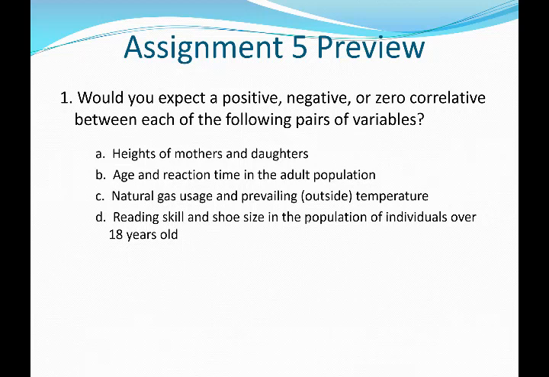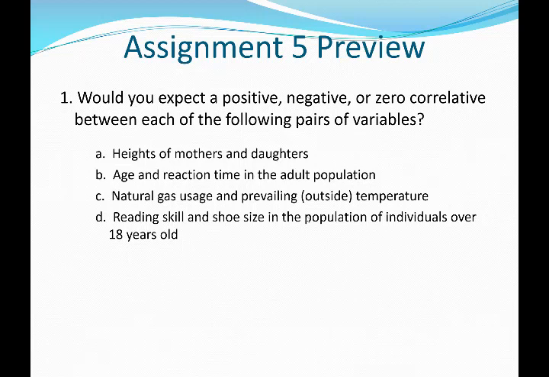Assignment 5, let's preview. The first question says, would you expect a positive, negative, or zero correlation between each of the following pairs of variables? Since we're previewing, we're just going to look at this and not really answer the questions. There is no data, so we're just gauging when we would assume a positive, negative, or zero correlation. If you take a look at heights of mothers and heights of daughters, what kind of relationship is there? Well, we know that there's a relationship. So would you expect a positive, negative, or zero correlation?